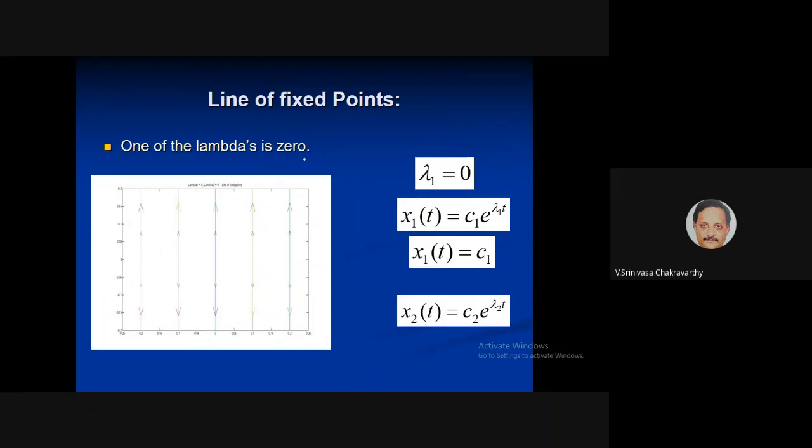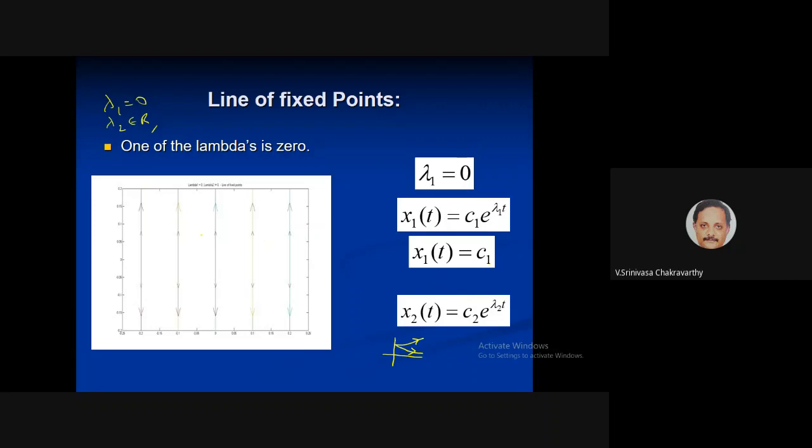Then finally, one of the lambdas is 0. That means, let us say lambda 1 is 0, lambda 2 is real, could be positive or negative. So then what happens? If lambda 1 is 0, then x1, if you plug it in here, becomes a constant. X2 is this. So x2, depending upon the sign of lambda 2, because lambda 2 is real, can either go up or go to 0. Exponential blow up or exponential decay. Right, but x1 is constant.